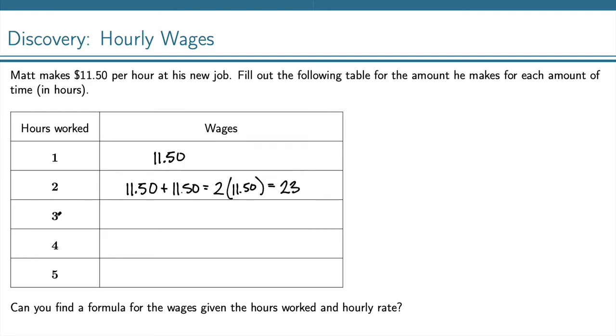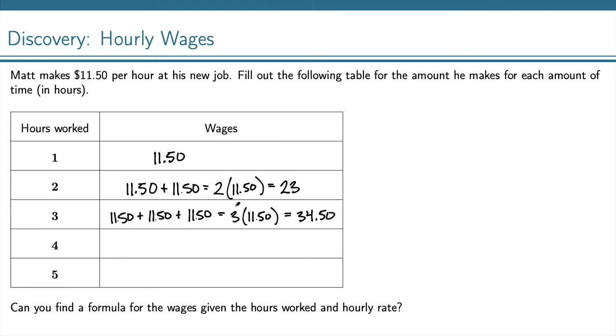If he works 3 hours, then he gets $11.50 for each of those 3 hours. So we have $11.50 for the first hour, plus $11.50 for the second, plus $11.50 for the third. Because there's 3 $11.50s there, we could write this as 3 times $11.50. And that is $34.50.